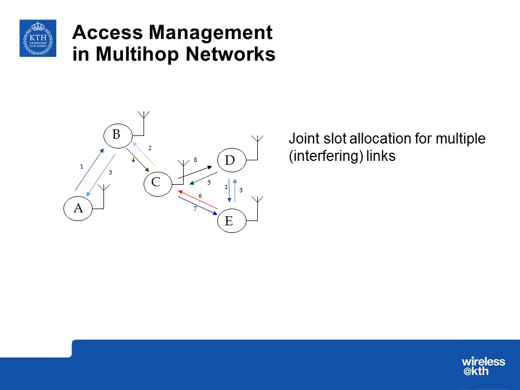The final part of the course will deal with access management in multi-hop networks. In most of the course so far, we have looked at the cellular paradigm, where lots of nodes access a single base station or a central receiver. In a multi-hop network, communication can go on between different entities across the area. If we use a TDMA type of allocation scheme, the problem is about how we can allocate different time slots to different receivers and transmitters.